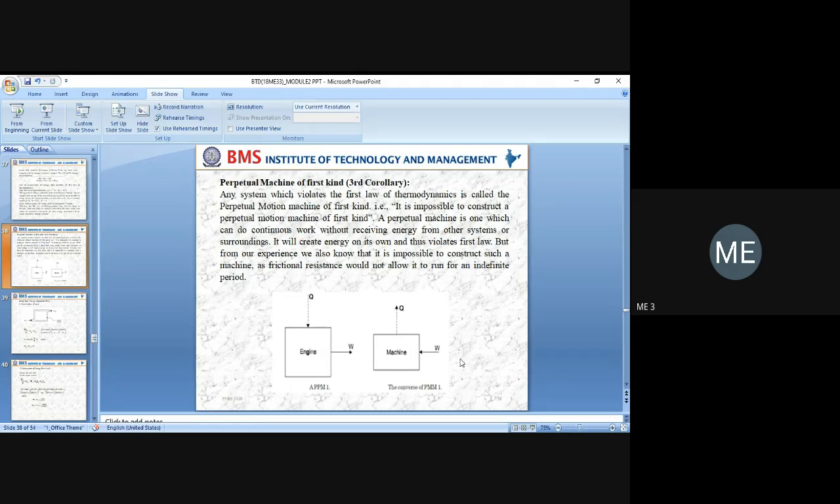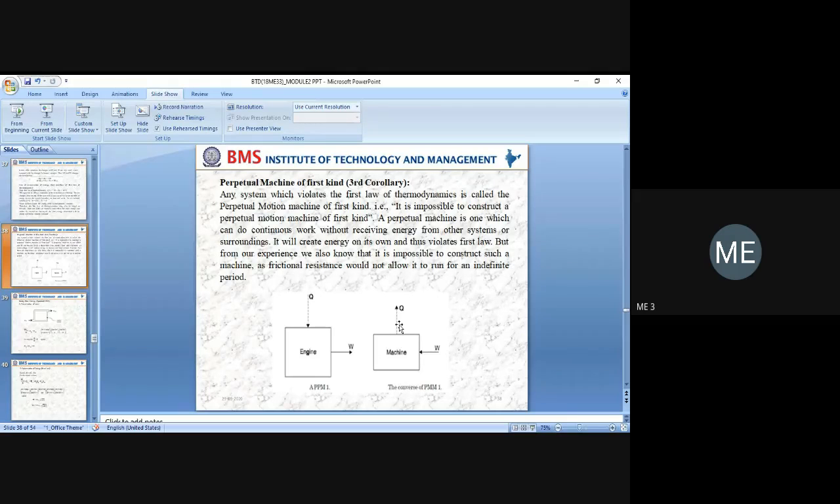Okay, you see the second diagram. Here we are going to supply continuously work to the machine. You see the arrow mark. So in the second diagram, we are going to supply the continuous work to the machine, and there is no heat transfer at all, because you see the dotted line. Dotted line means no heat transfer.